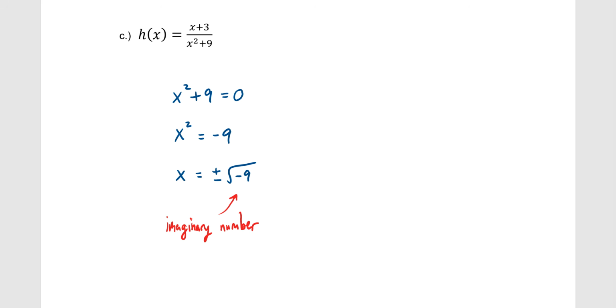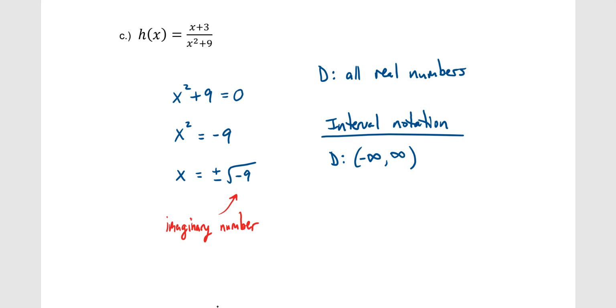But since we're only interested in real numbers for these problems, since we're graphing them on an xy plane, the domain is all real numbers. That's because the denominator will never equal 0, which should make sense if you take a look at it. X squared will always be either 0 or positive, so something 0 or positive plus 9 can clearly never equal 0. In interval notation, that's negative infinity to infinity.